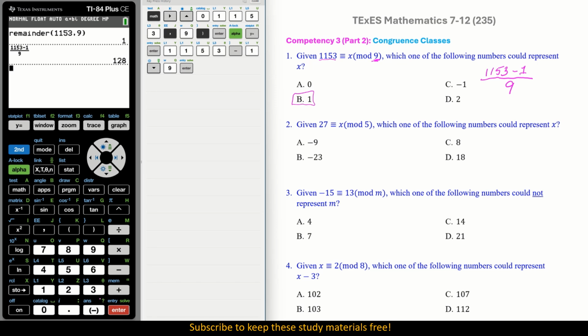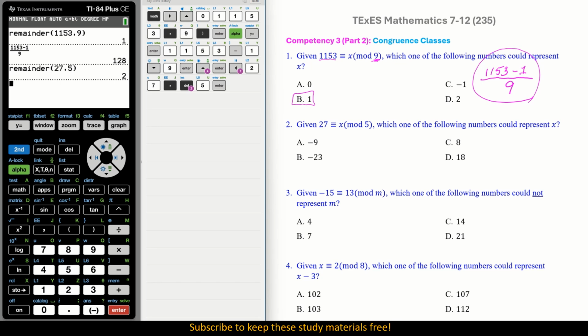But we're using the concept that we have here, and I'll show you how. Given 27 is congruent to x mod 5, which one of the following numbers could represent x? If we use this remainder function, I'm going to go up and capture it. Remember, we can do that, but we have to be careful typing over our values. So the value I need first is 27, then a comma. I'm going to do a little deleting out, and now I need that to be a mod 5. So that's 27 mod 5. Now I push enter.